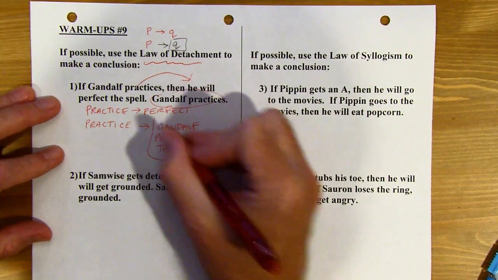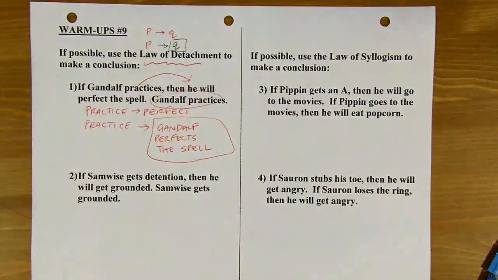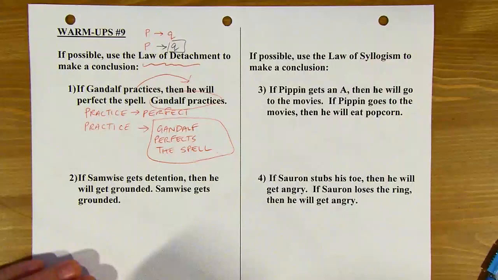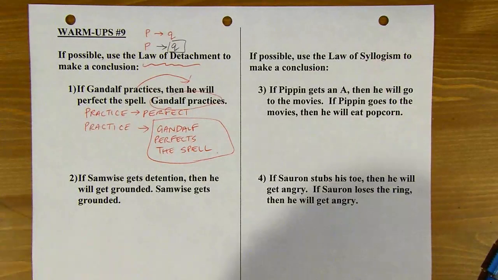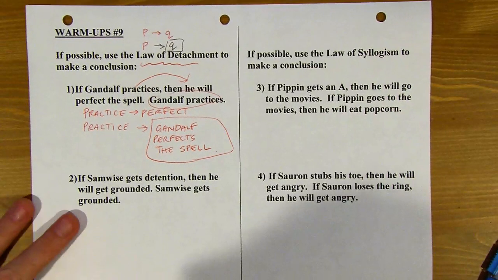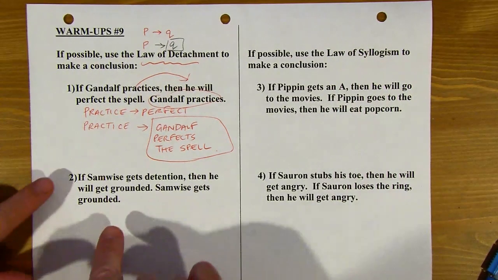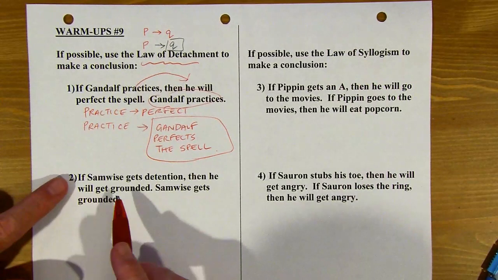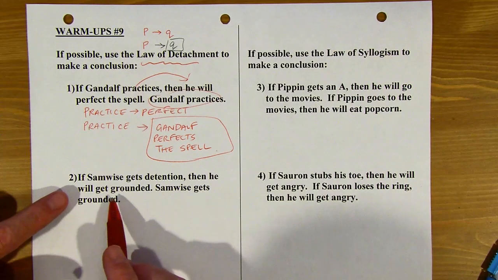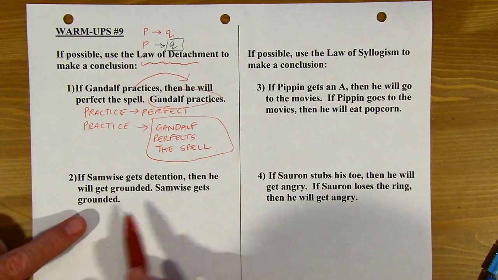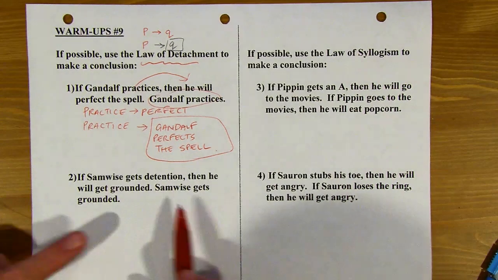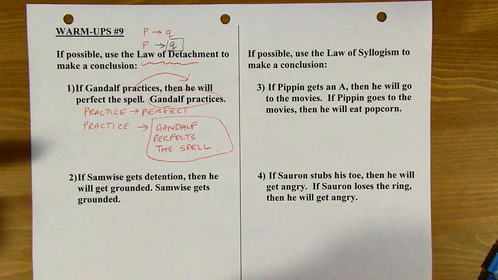Okay, so this is what we're looking for here, or something along those lines. Okay, so it's a really simple idea, but it's easy to mix up. Okay, on this second problem, it says if Samwise gets detention, then he will get grounded. And then it says Samwise gets grounded. So a lot of people say, oh, Samwise got grounded, he must have got detention.